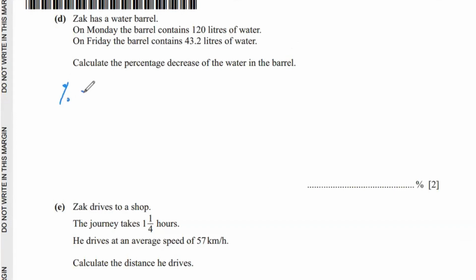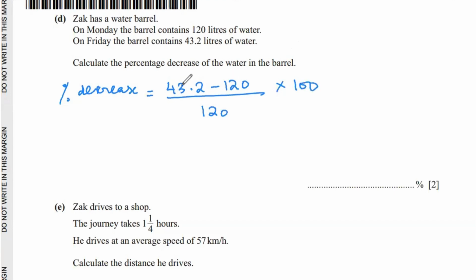So for percentage decrease, we're going to do 43.2 minus 120, divided by 120, times 100. New value minus the old value, divided by the old value, and then times the fraction by 100. And that gives us negative 64%. Now the negative sign shows that it's a decrease. So we just write 64. We don't write the negative because they've already said that it's percentage decrease.